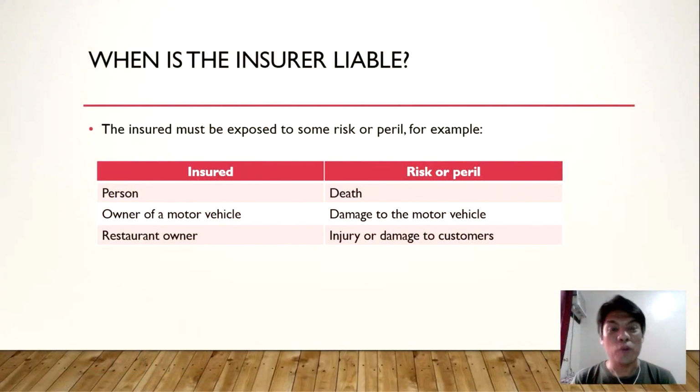So, when is the insurer liable? First, the insured must be exposed to some risk or peril. Let's look at some examples. So you have three different insured and three different risks or perils. A person is exposed to the risk of death. An owner of a motor vehicle is exposed to the risk of damage to his motor vehicle. A restaurant owner, on the other hand, may be exposed to injury or damage to customers.